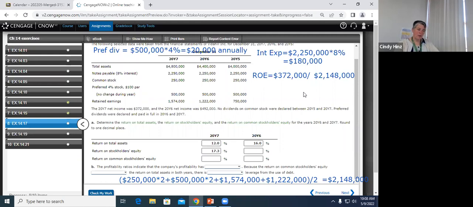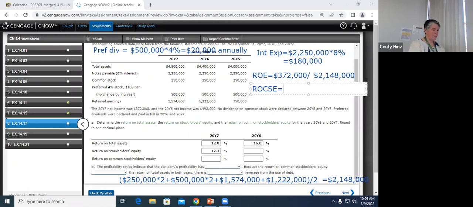Let's go ahead and do the return on common stockholders' equity, since we have all of that information on the screen already for 2017. This is not such a common abbreviation, return on common stockholders' equity. ROE is a very common abbreviation. This one is not. I'm just trying to make sure I'm saving room here on the screen.